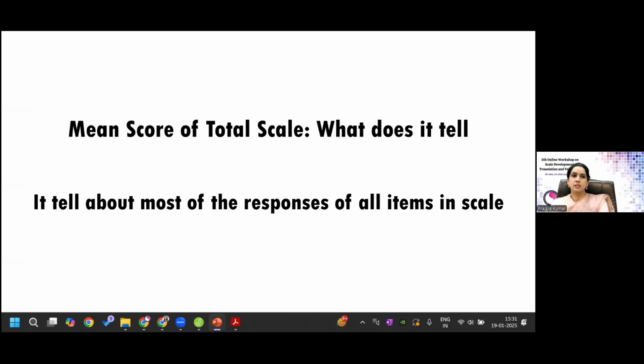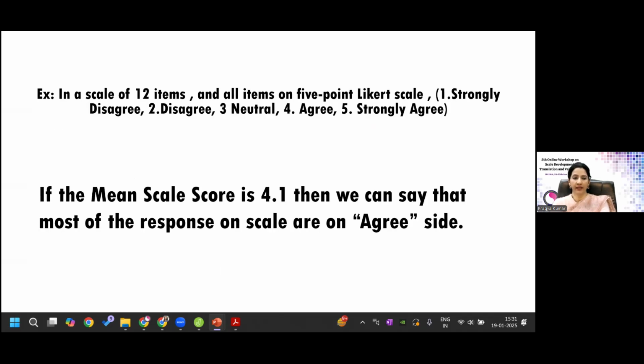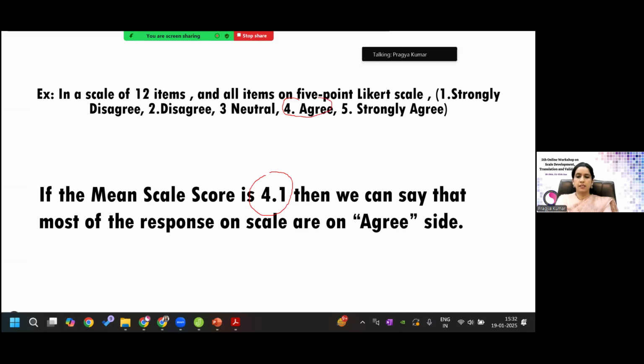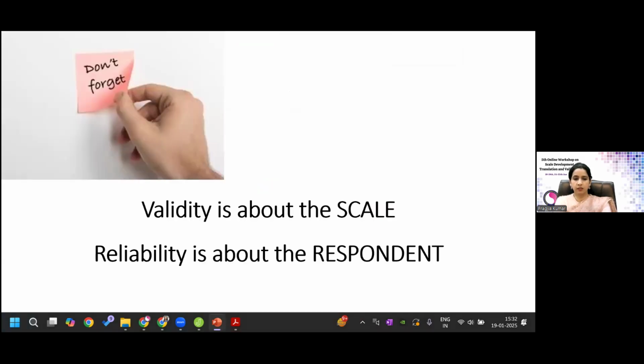And now there is something as a mean score. So what does it tell about the most of the responses? If there are 12 items and all the items are on a 5-point scale, like strongly disagree, disagree, neutral, agree, and strongly agree, and if the mean score is 4.1, then what will you say? So 4 is near the agree side. So I can say that most of the participants in this scale are towards the agreement side. That is what we mean by the mean score. This is one of the outputs in Jamovi and JASP.